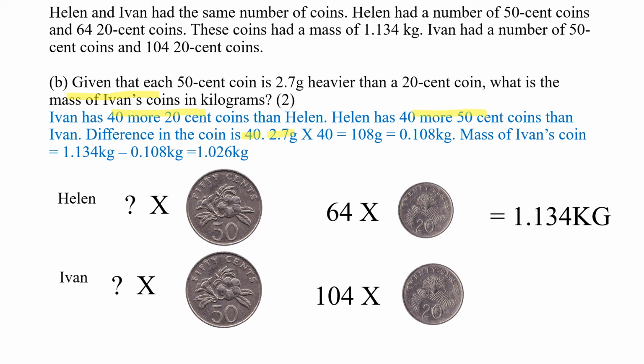So in order to find the total difference in the mass of the coins, we take 2.7 grams times the number of coins, we get 108 grams. And we convert this into kilograms by dividing it by 1000. Then we get 0.108 kg. So in order to find the mass of Ivan's coins, we take the mass of Helen's coins minus the difference in the mass. Then we get Ivan's coin mass as 1.026 kg.